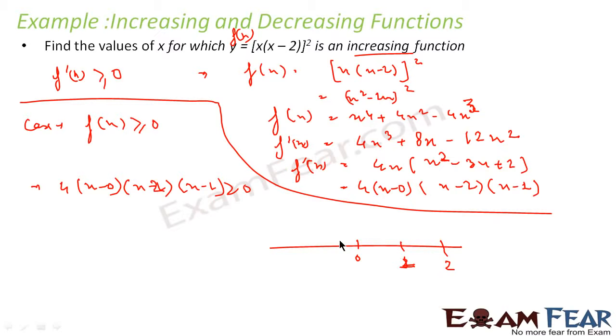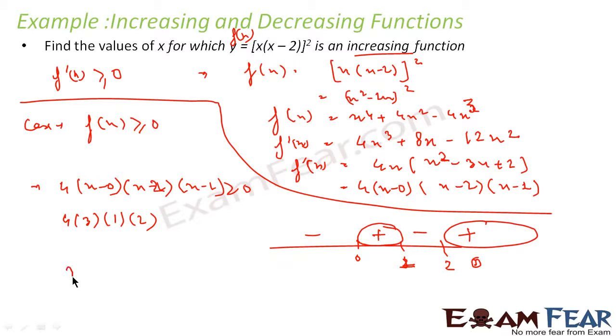Now I have to find where the values are positive or negative. I can take any number. For example, let me take 3 as the value this time. I put 3 here. This becomes 4 into 3 minus 0, which is 3, 3 minus 2 is 1, 3 minus 1 is 2. This is a positive number, so that means this side has positive values, this range will have negative, this will have positive, and this will have negative. I am interested in the positive range, so I am interested in this and this, correct? So that means x is a member of 0 to 1 and 2 to infinity.